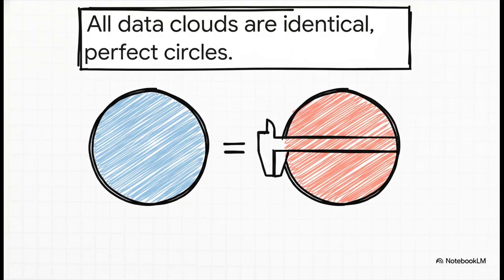Let's start with case one, the simplest possible world you can imagine. We're going to assume that the data clouds for our apples and oranges are both perfect circles. And not just that, but they're the exact same size. They can be in different places, sure, but their shape is identical.